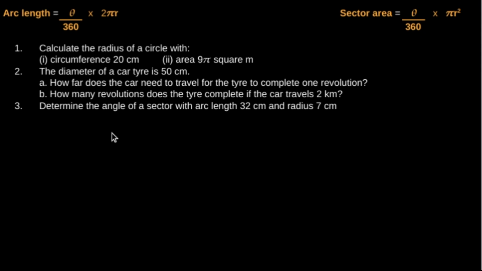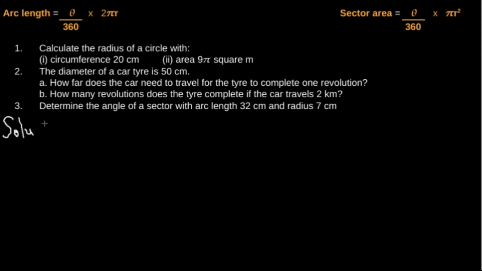Calculate the radius of a circle with a circumference of 20 centimeter and an area of 9 pi square meter. So we're not just calculating arc length or area of a sector or circle. We now want to take it deeper, making other factors in the formula the subject of the formula. For the first question, we're given the circumference of the circle and we're asked to look for the radius. So let's try that here.